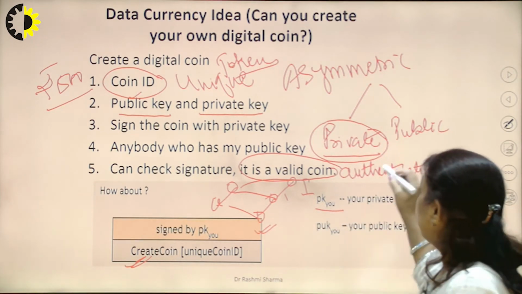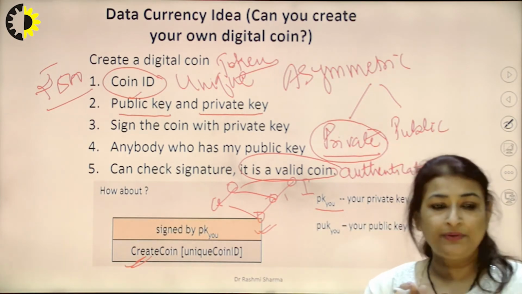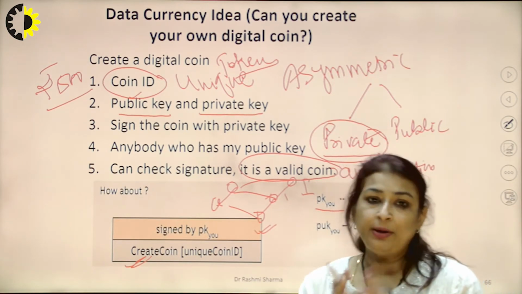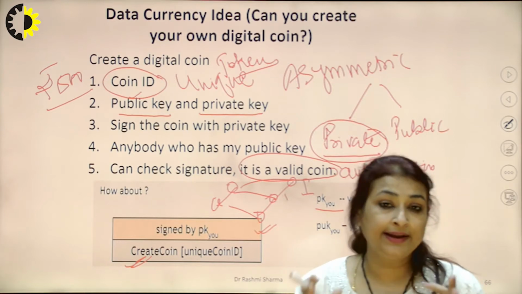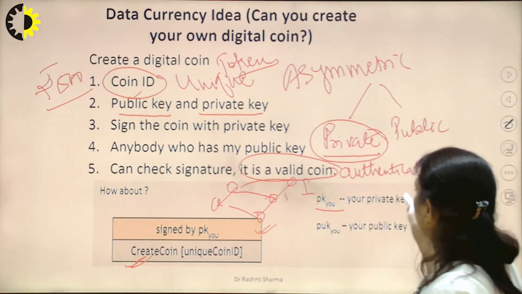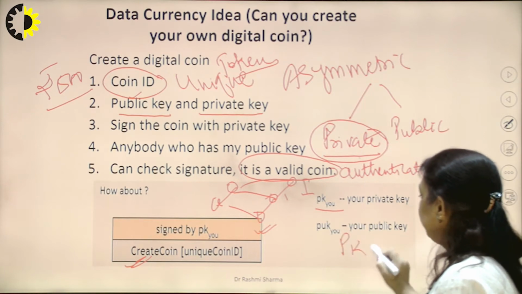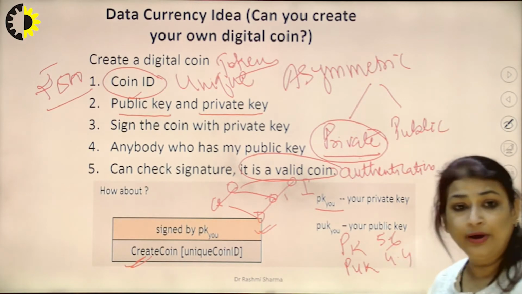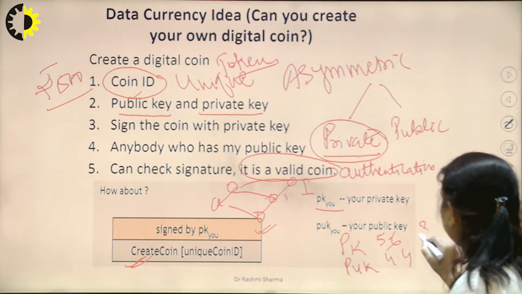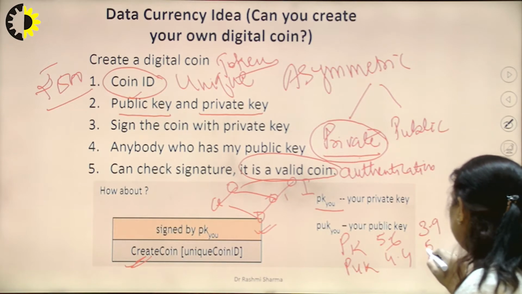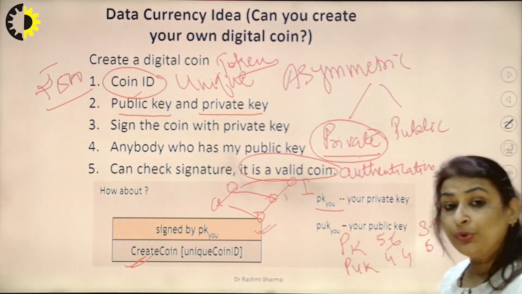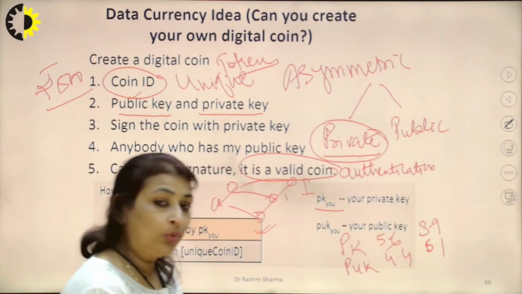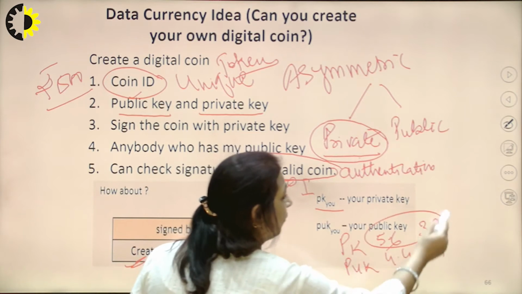This is a very simple example which practically doesn't exist in the system. Suppose I generate the public and private key as a combination whose sum becomes 10. I can have one combination where my private key is 5.6 and my public key is 4.4, which gives a sum of 10, or I can have 3.9 and 6.1. You can have any combination. Those who have my public key can verify it, because the sum has to be equal to 10.